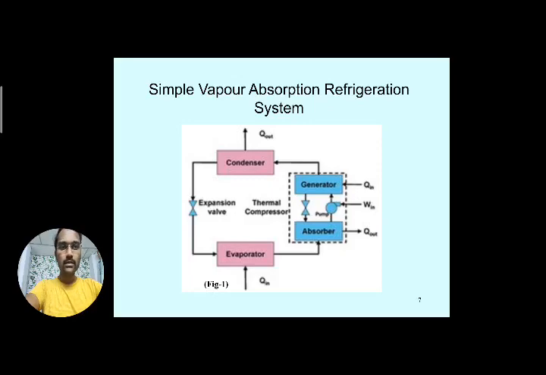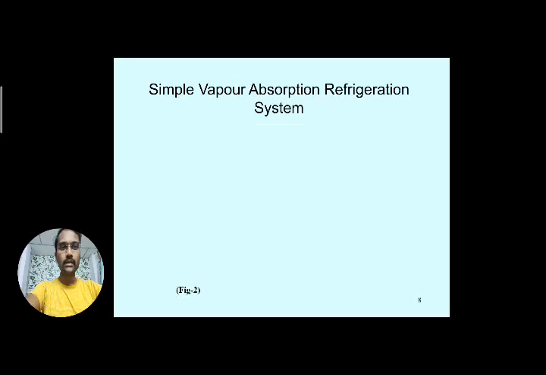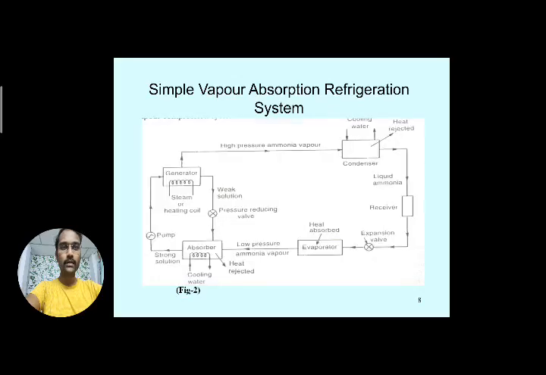So coming to our main topic, the generator, absorber, pump, and this pressure reducing valve. These components are placed in place of the compressor. This is a line diagram, and if you observe it, this is a complete cycle which is happening here. We'll discuss the components and we'll discuss the process. Okay, first look at this.